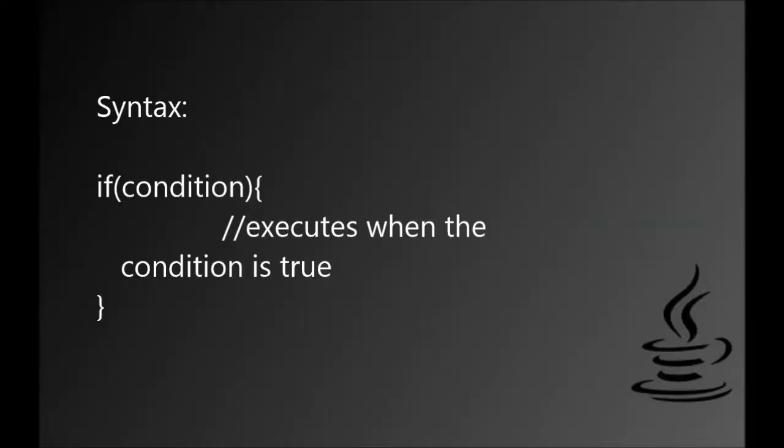Hello! The first selection structure is one-way selection. It's an if statement that consists of a Boolean expression followed by one or more statements. Here's the syntax and a sample program of a one-way selection. Syntax: if, open parenthesis, condition, close parenthesis, open curly brace. Then the statement you want to add, semicolon. And the last, the close curly brace. Remember, it will only execute when the condition is true.